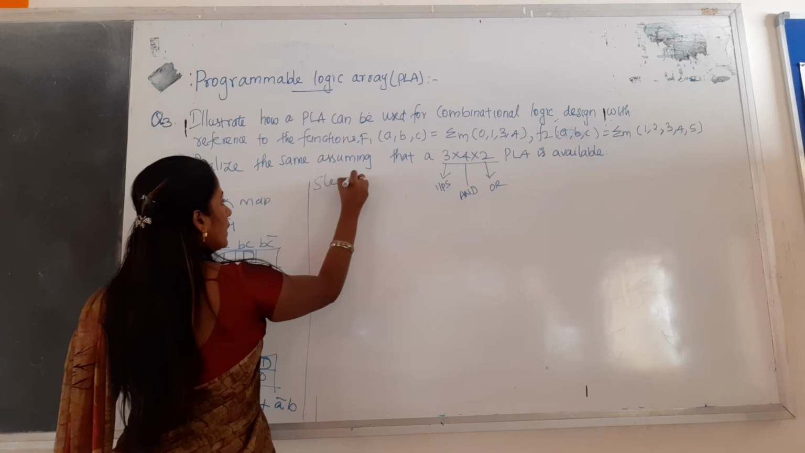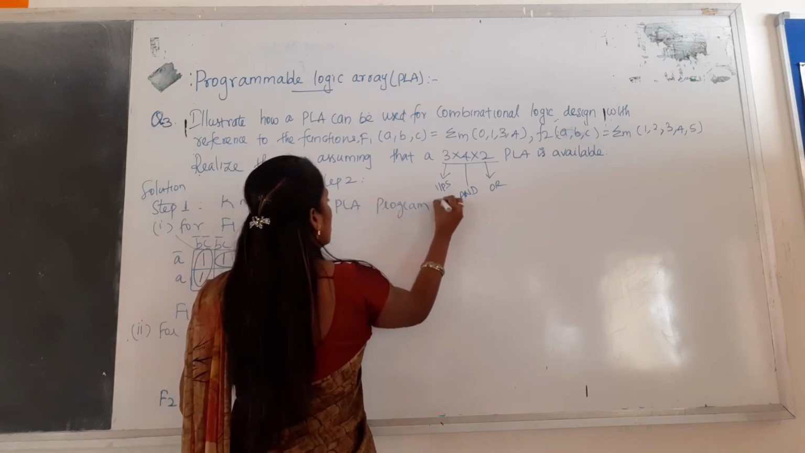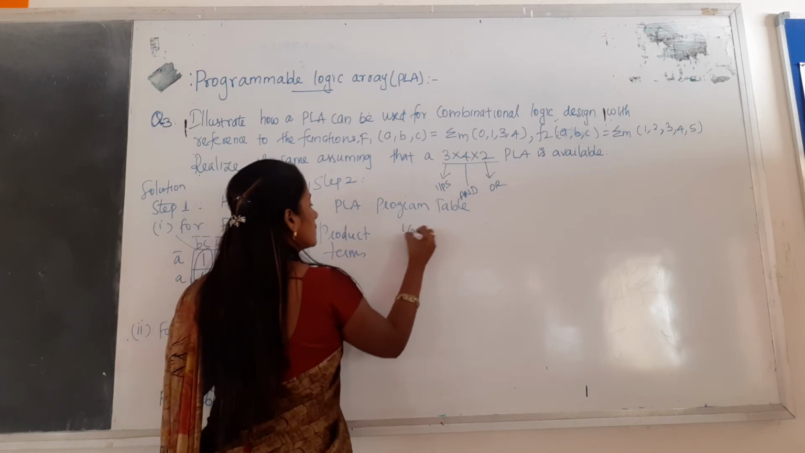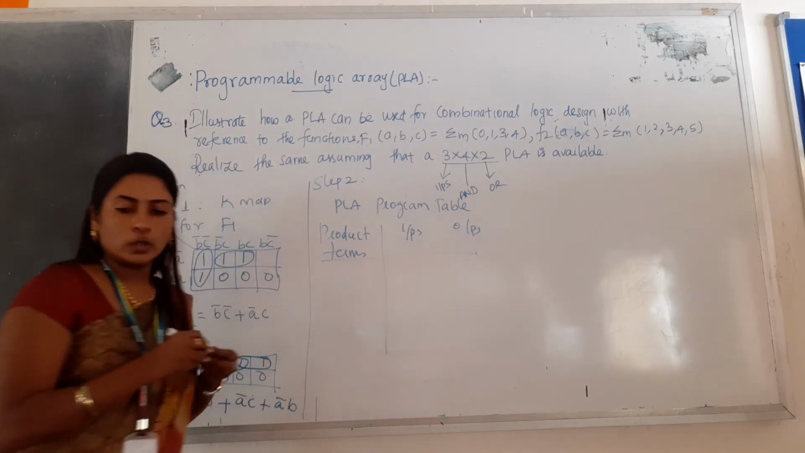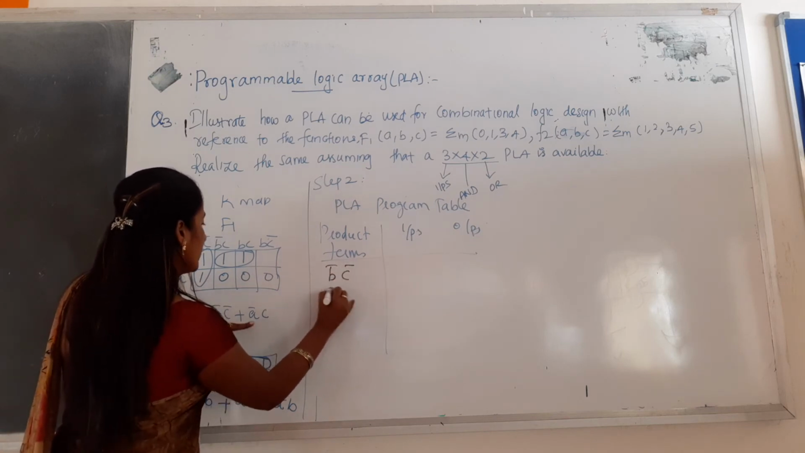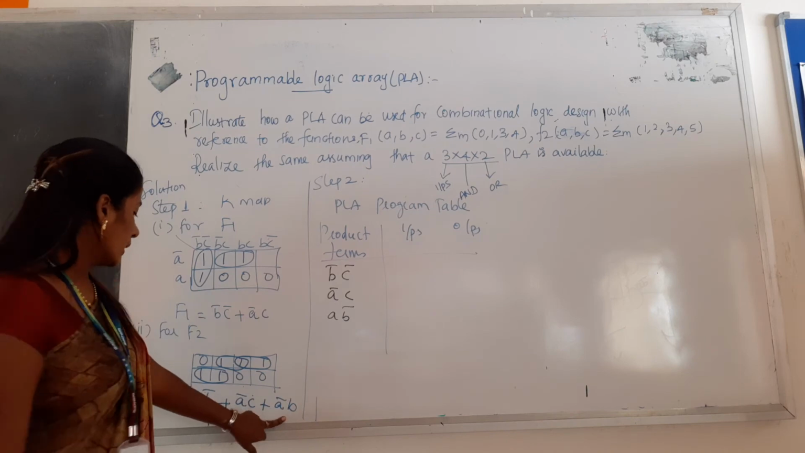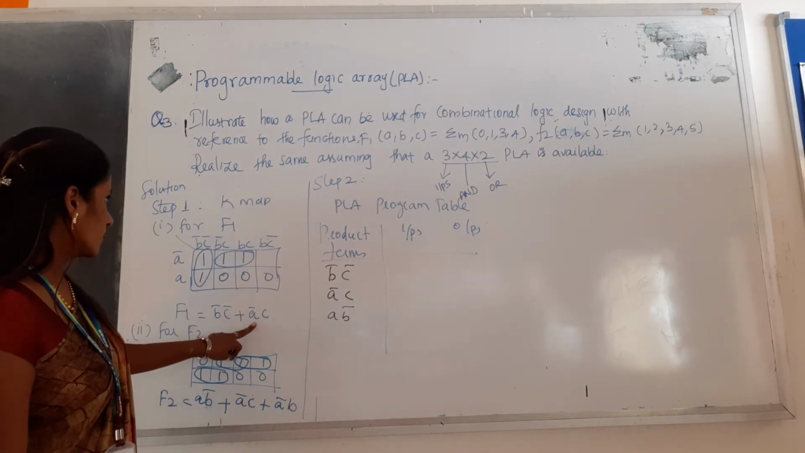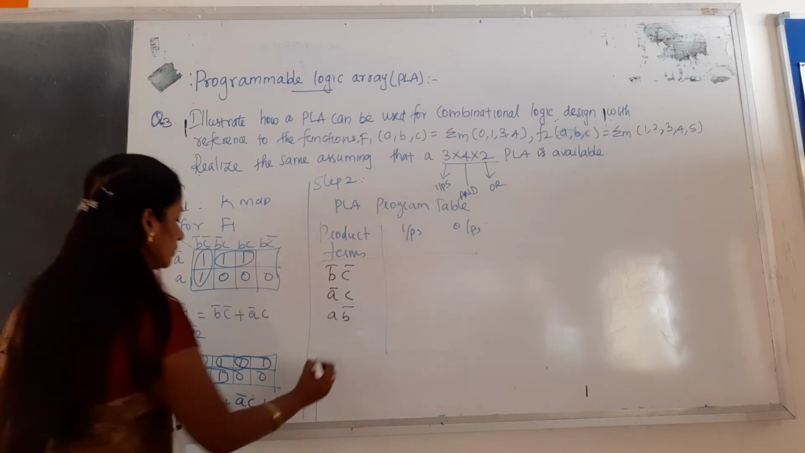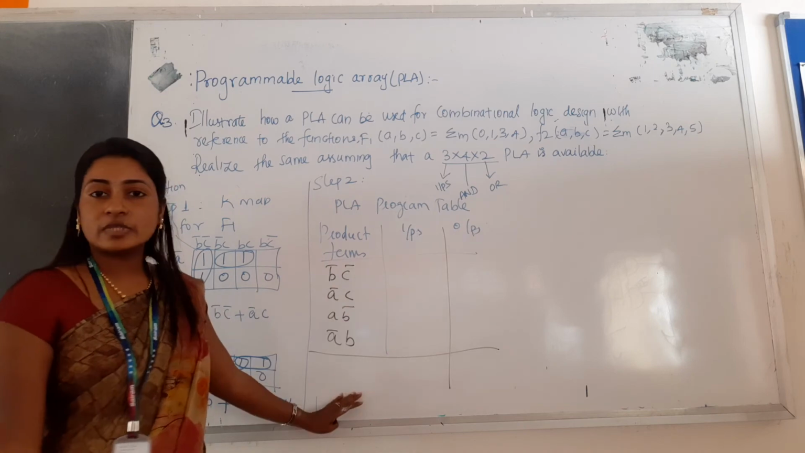Next, step 2 is the PLA program table. First I have to write the product terms, inputs, and outputs. For product terms, first I have B bar C bar, then A bar C, then A B bar, then A bar C again, but already I have taken it, and A bar B. So I got 4 product terms.